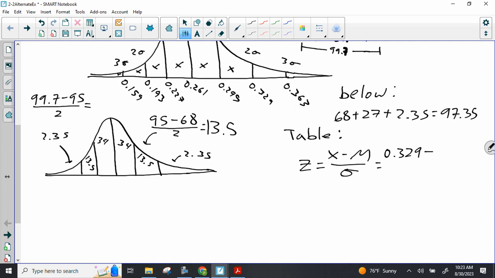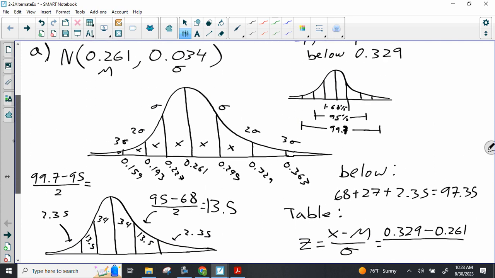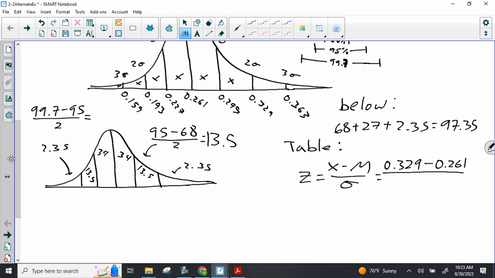My mean was 0.261. We're going to divide that by the standard deviation of 0.034. That gets us an answer. That's a standardized value, right? This tells us how many standard deviations above the mean this particular value is.